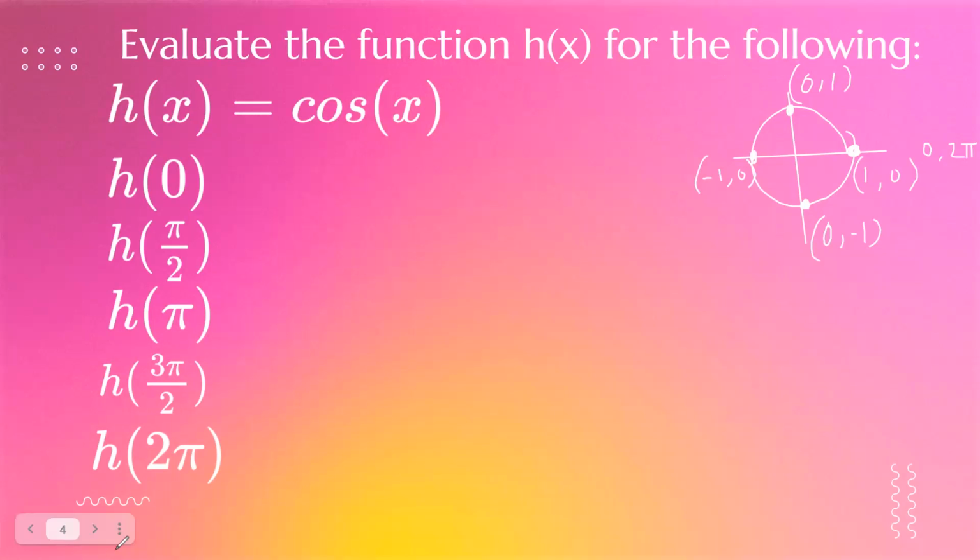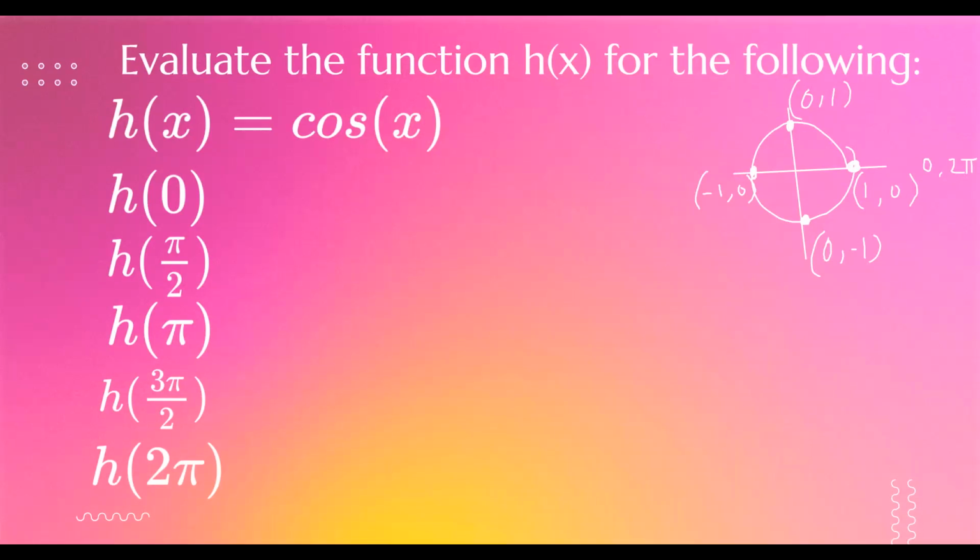Let me make sure I'm sharing the correct screen. Hold on. Yep. Moving around our unit circle, up at the top, between quadrant 1 and quadrant 2, that's pi over 2. Pi is right here. Then we have 3 pi over 2 down in between quadrants 3 and 4. So again, we still want to evaluate h of 0, h of pi over 2, h of pi, h of 3 pi over 2, and h of 2 pi.